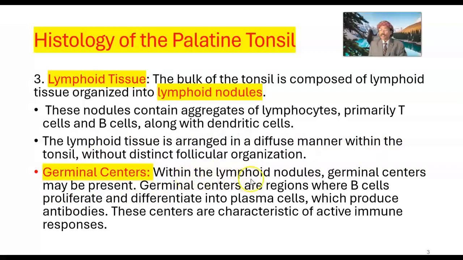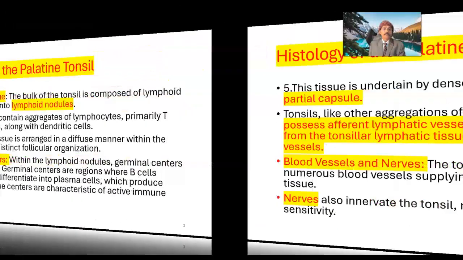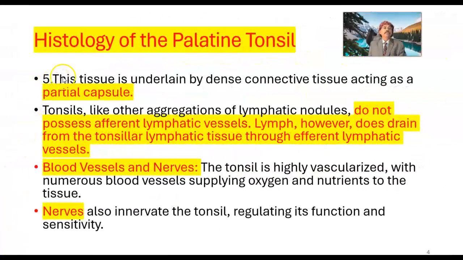Germinal center within the lymphoid nodule. Germinal centers may be present. Germinal centers are regions where B cells proliferate and differentiate into plasma cells which produce antibodies. These centers are characteristic of active immune responses. This tissue is underlain by dense connective tissue acting as a partial capsule.